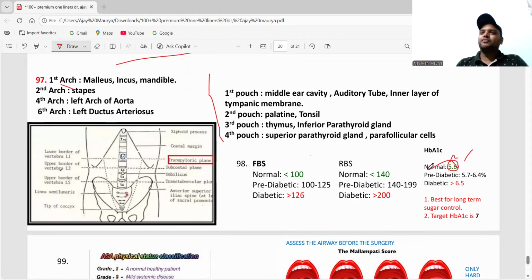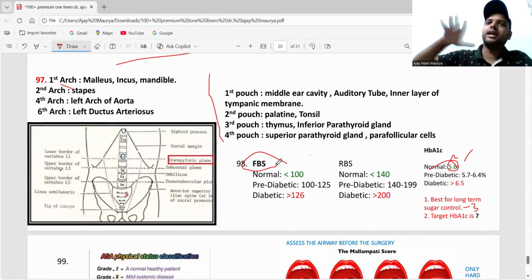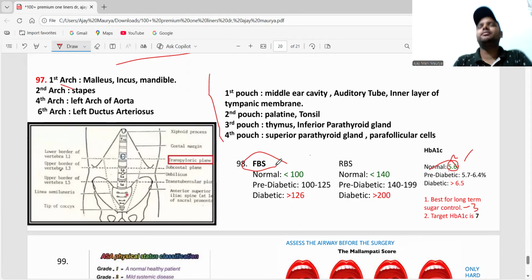What is the best for sugar control? It is the glycated hemoglobin. It is the best. It is for 3 months. It will show the sugar level up to 3 months. HbA1c. Target HbA1c is less than 7 for the treatment. If you want to know the best, it is the HbA1c. If you want to know the current glucose level, you have to do the FBS. Okay, done.